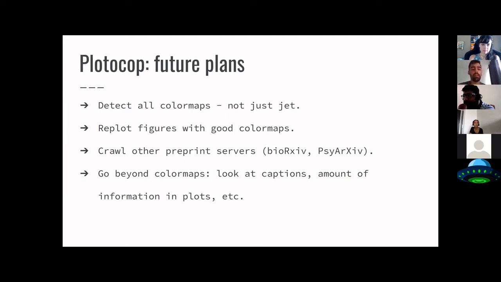And finally, color maps are really just the start of things that we can look at. We'd really like to go beyond that and look, for example, at captions, the amount of information in plots. So you could, for example, define some sort of entropy measure to quantify how much information you have in the color map and do statistics on that. You could look at the typical panels of figures that you have in preprints. There's really all sorts of things that would be cool to study.